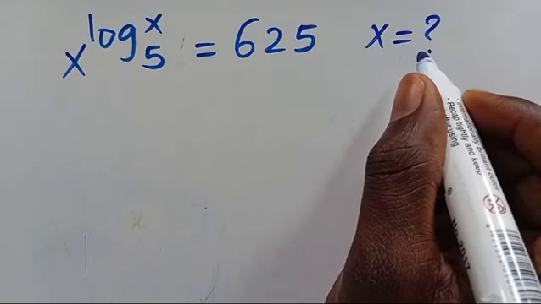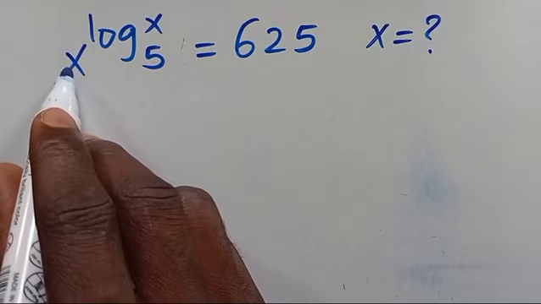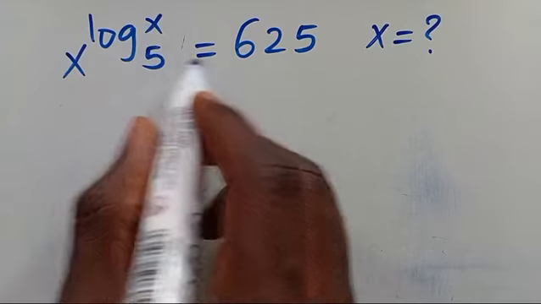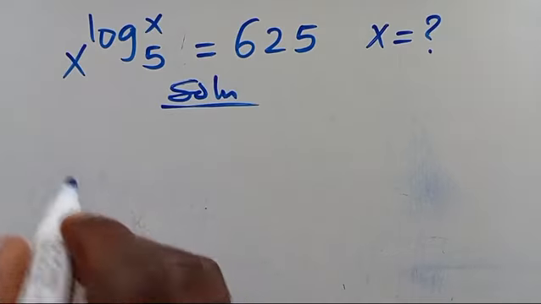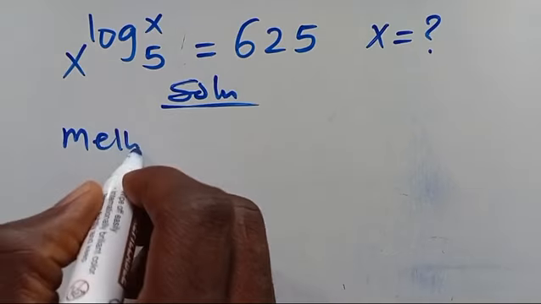Hello, what is the value of x given that x to the power of log x in base 5 equals 625? Then let's have it be the solution. So let's apply method 1.